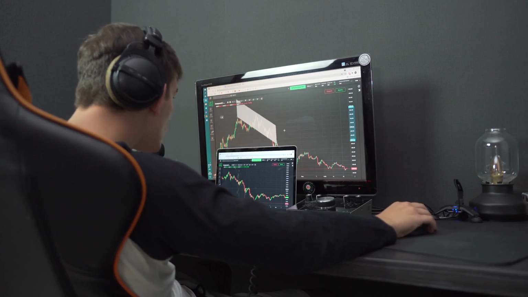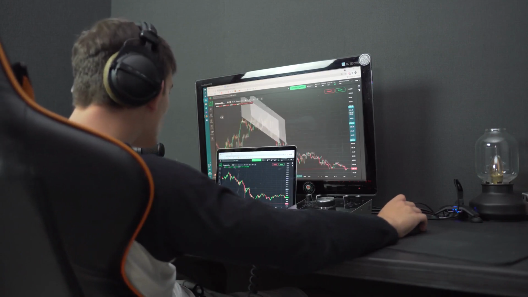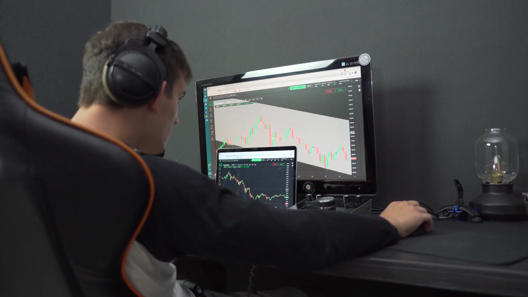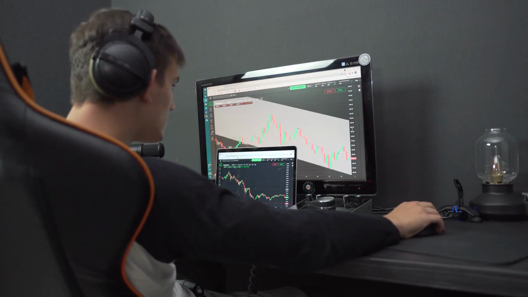Why does the two-legged pullback matter? Because it traps the early bulls who bought the first dip, flushes them out on the second dip, and creates a high probability entry for the resumption.